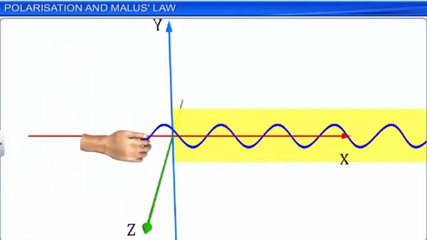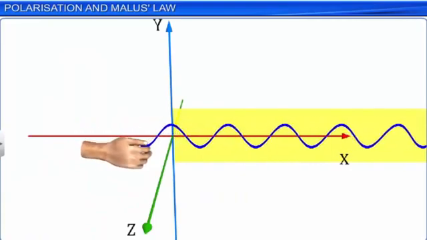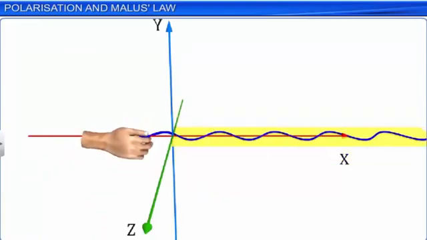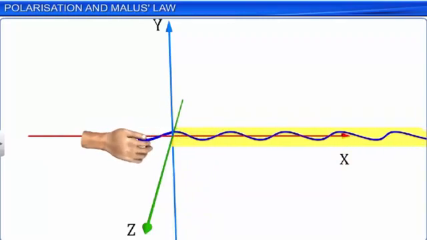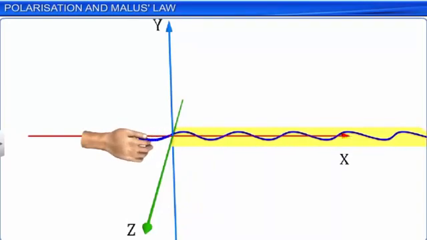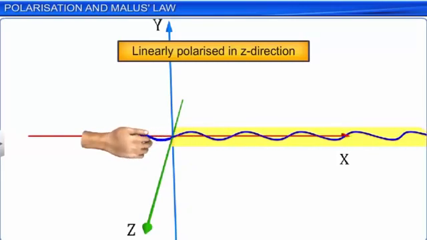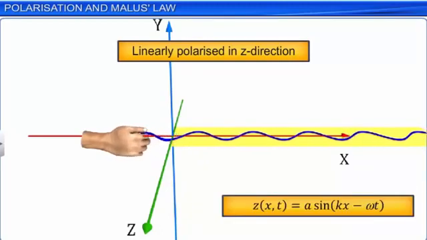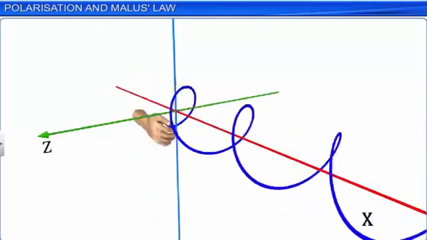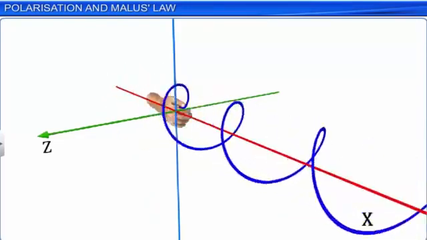Instead of moving the free end of the string up and down along the y-axis, if we vibrate it along the z-axis, then the displacement of any given element of the string is along the z-axis. The wave so generated is a z-polarized wave and is mathematically represented by z of x,t is equal to a sine kx minus omega t. If the vibrations of the string are not confined to a given plane, then the wave is an unpolarized wave.